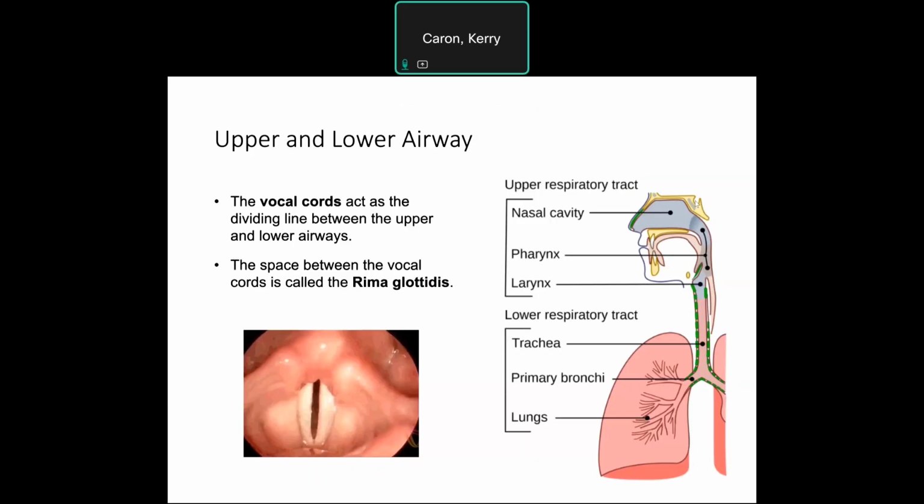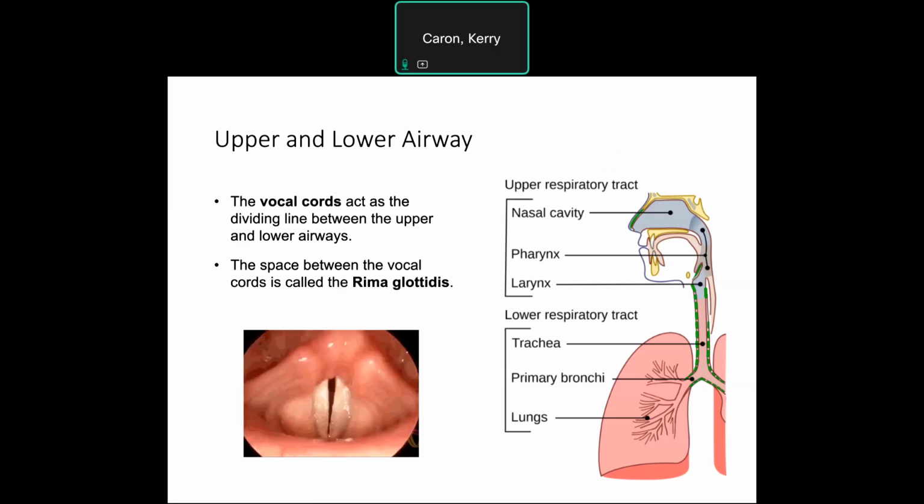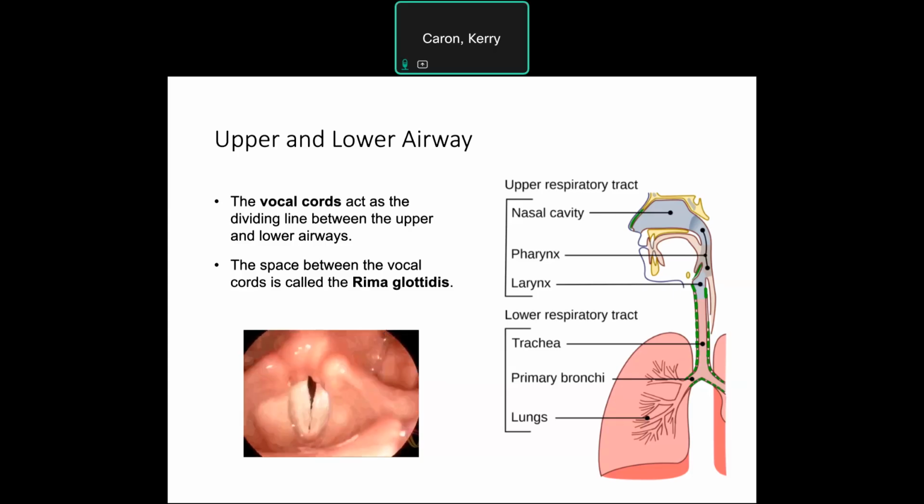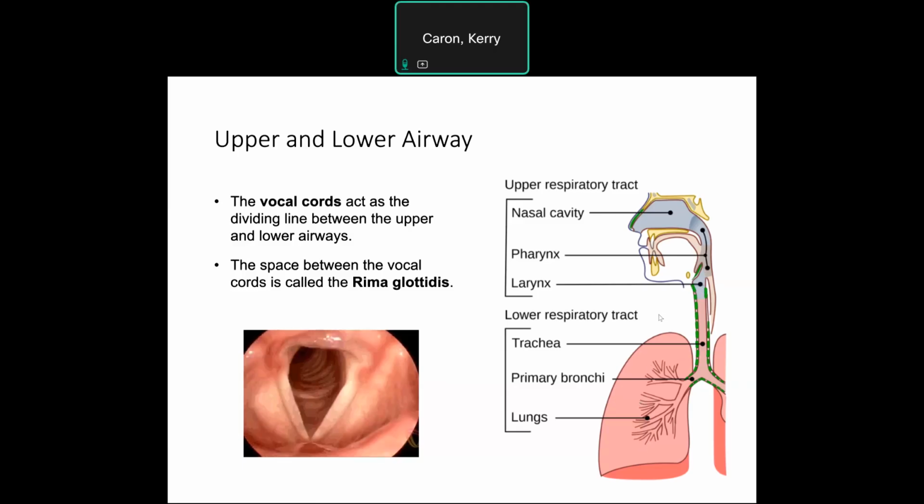And I thought this was cool too. Upper and lower airway. So the vocal cords, as you can see in the picture, are acting as a dividing line between the upper and lower airways. The space between the vocal cords is called the rima glottidis. Okay, so in the upper respiratory tract, we have the nasal cavity, the pharynx, and the larynx. At the point of the larynx is the dividing marker of where the lower respiratory tract starts.